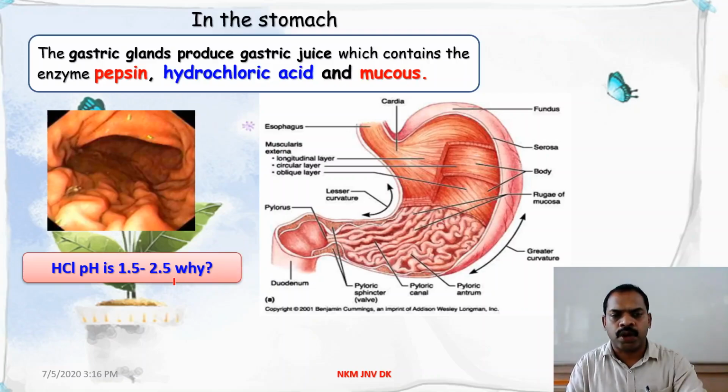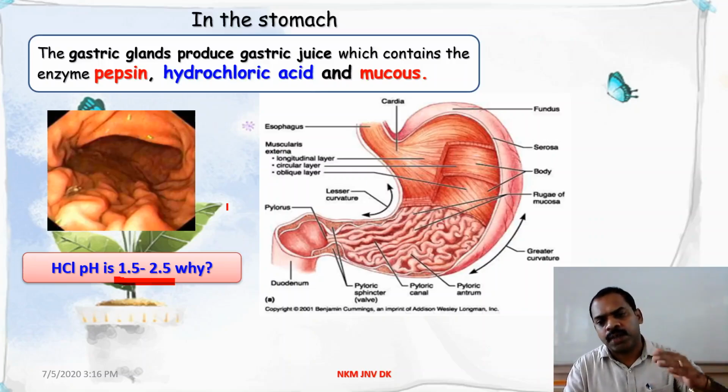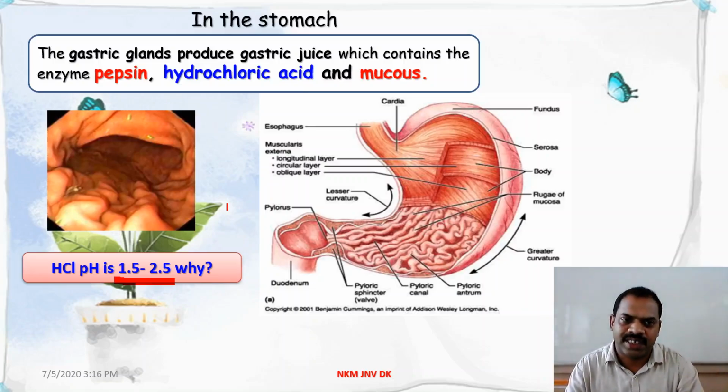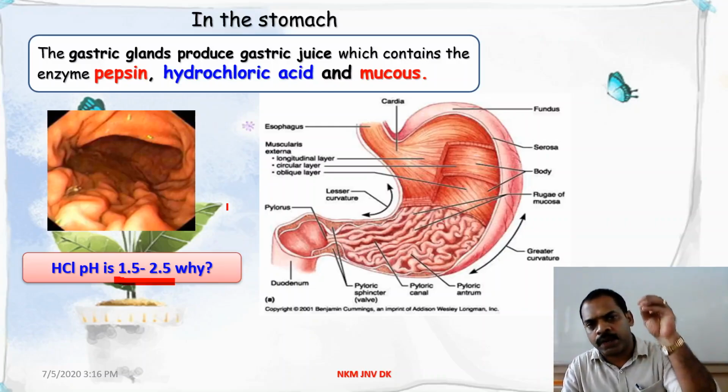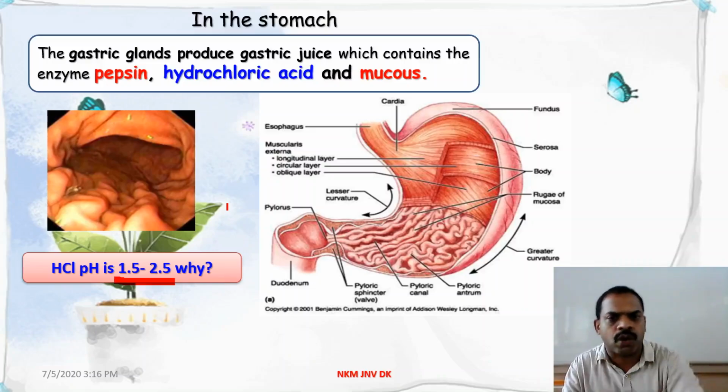The pH is 1.5 to 2.5. How strong is it, the HCl? See, the pH normal starts with 7, and when coming towards 1, the concentration is increasing. The strongest acids, sulfuric acid as well as our hydrochloric acid, are coming to 1.5, 2 like that. So the HCl in our stomach is 1.5 to 2.5, very strong. Why this strong? Let us find the answer.